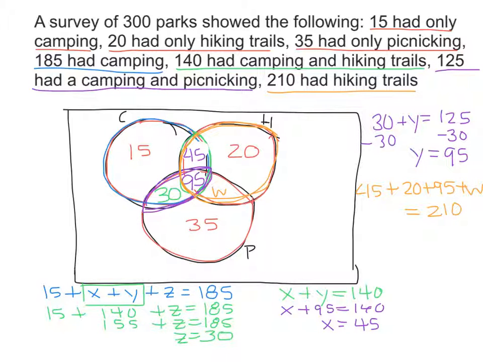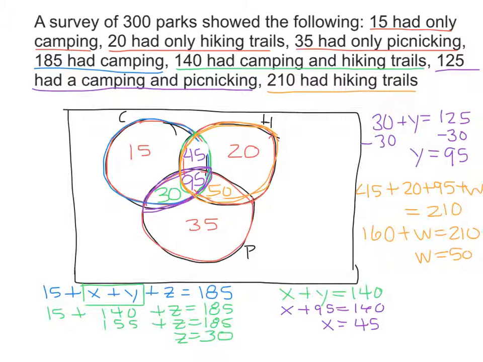Okay, so let's add those up. 45, 20, and 95 make 160. And then if I subtract 160 from each side, I will know what the little W bubble is. The W bubble should be 50. So I can replace the little W with 50.